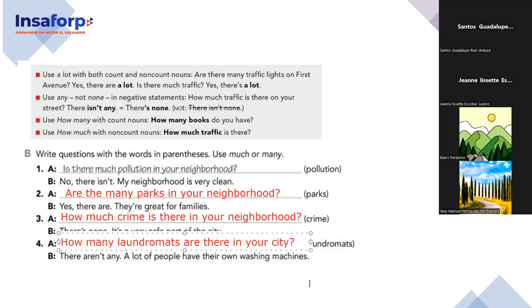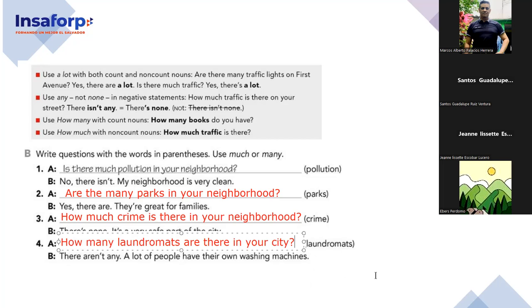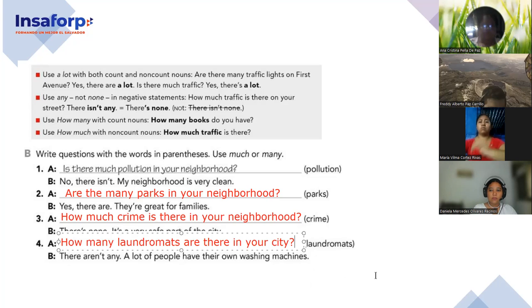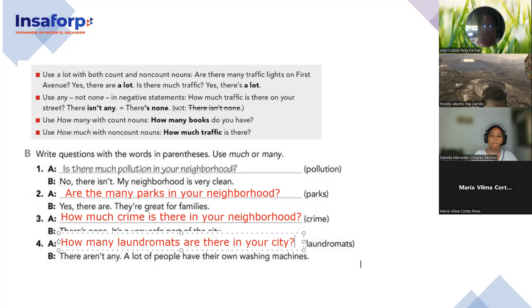Yeah, it makes sense. How many laundromats are there in your city? Well, for me, it makes sense. Correct me if I'm wrong. Also, you can add different complements right at the end. But this one, I think, is perfect. It's good for me. So you can say, how many laundromats are there in your city? Yeah, perfect. Thank you, Ana Cristina de Peña.